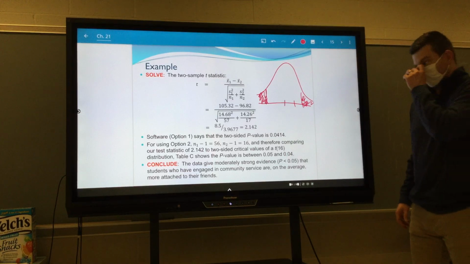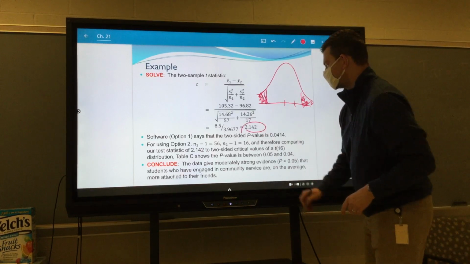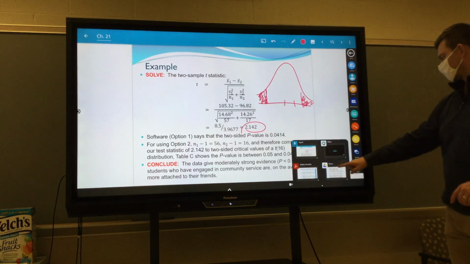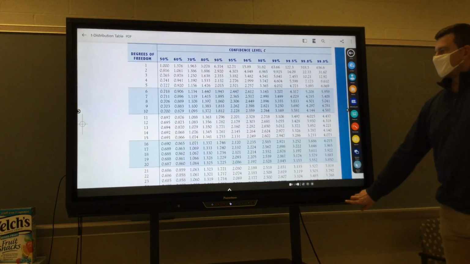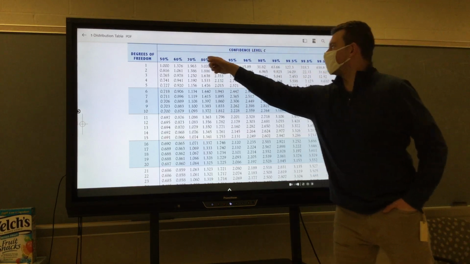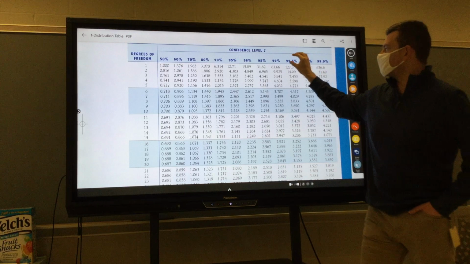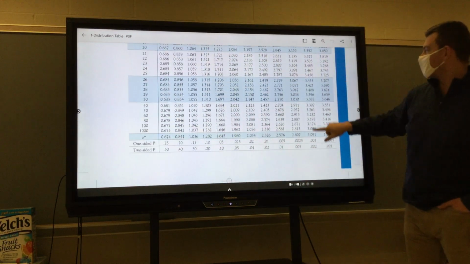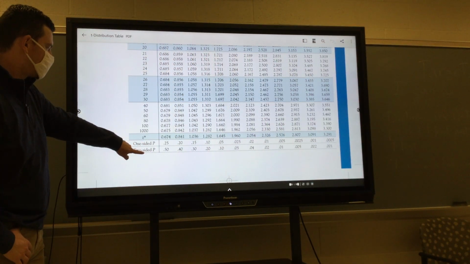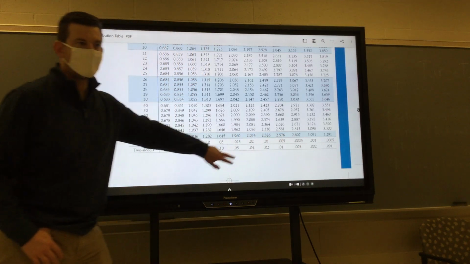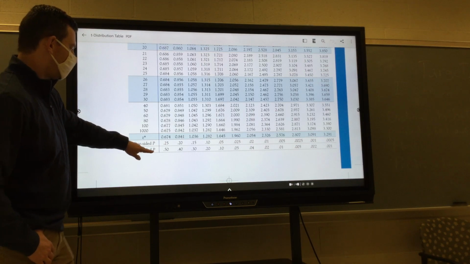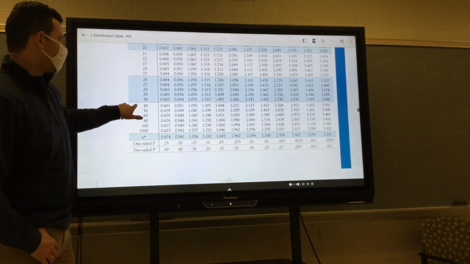Well, the way we find this by hand is taking this t statistic of 2.142 and going back to our chart. Now, we are not going to do the confidence interval in this problem, so you're not going to use these columns at the top. Instead, you're using these columns at the bottom. We have both one-sided and two-sided p-values down here. Remember, our alternative hypothesis was two-sided, so we're going to be going with this bottom row.